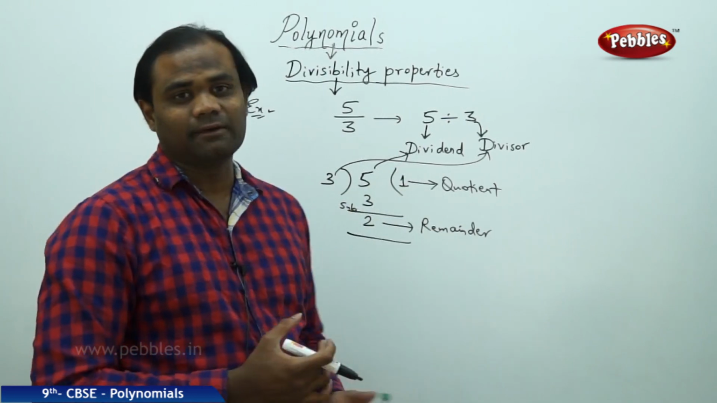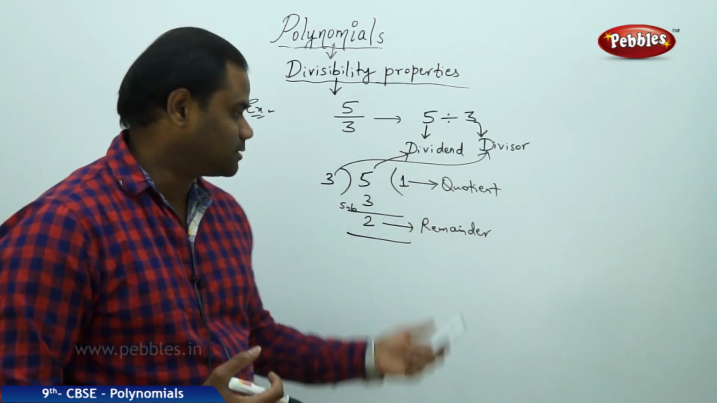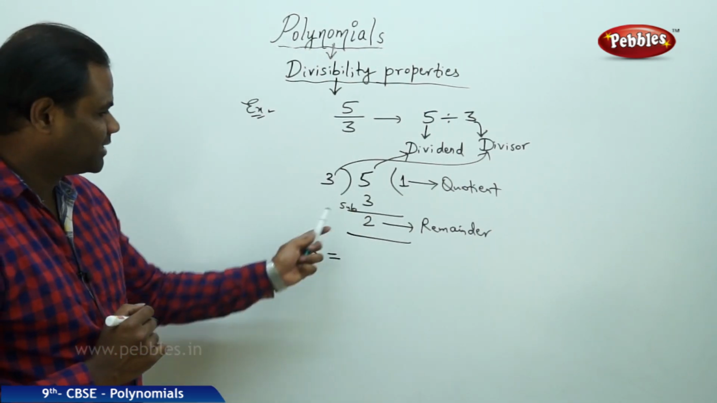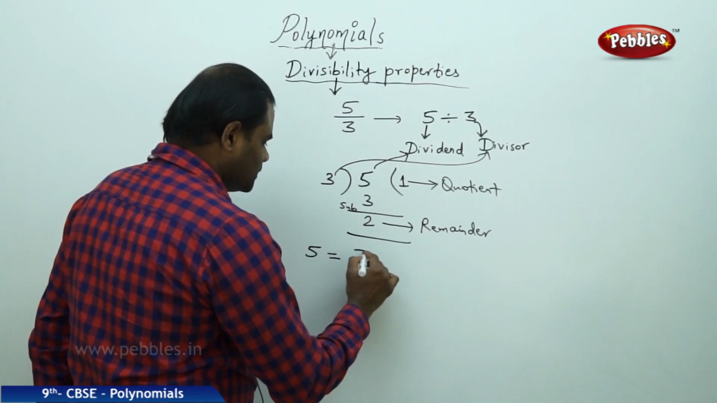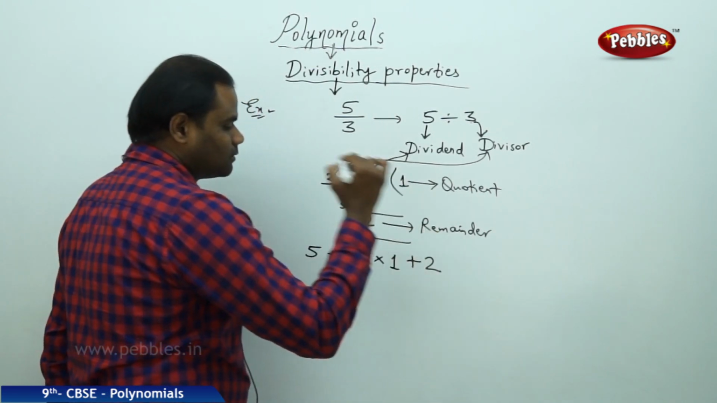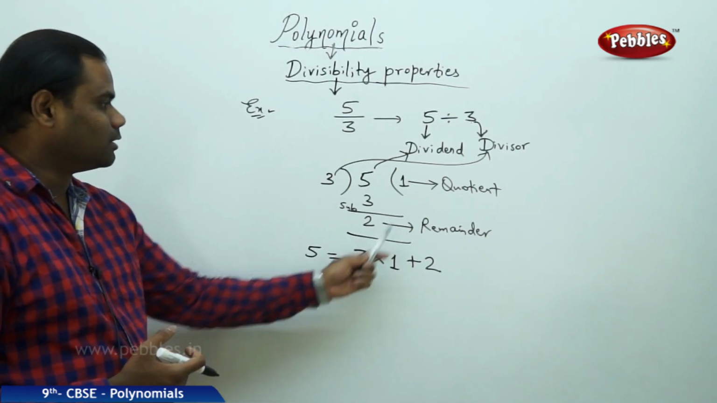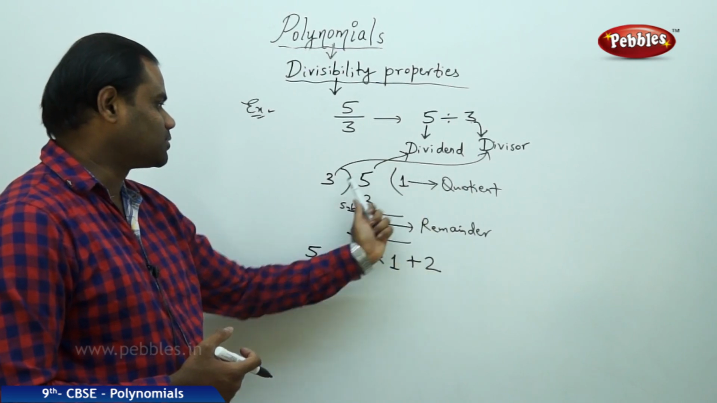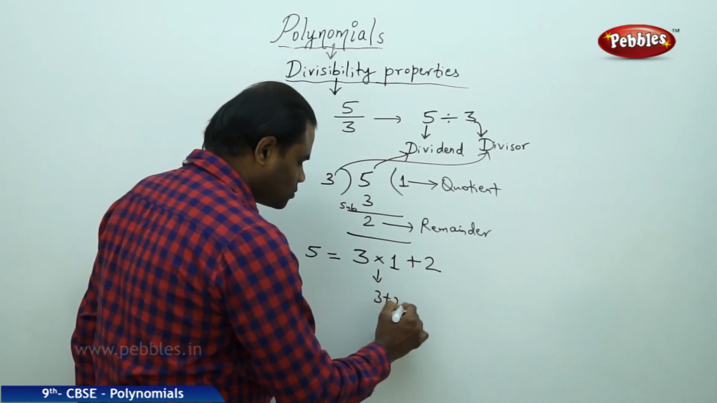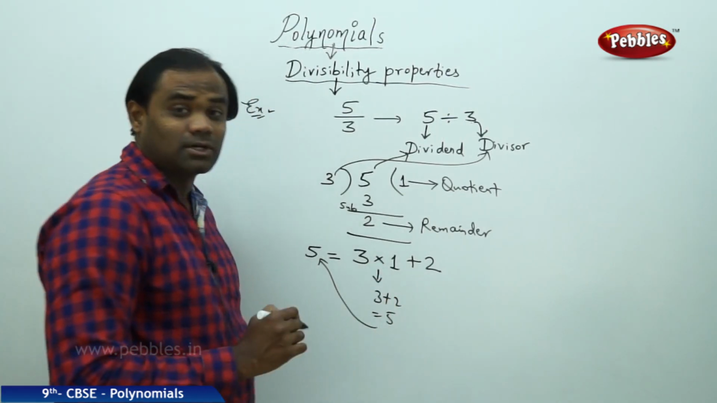Each of these has its own properties, but they have their own mathematical relation connected, which says that the dividend, which is 5, as seen in this example problem, is the divisor times the quotient, which is 1, plus the remainder, which is 2. In every division it holds true that the dividend is equal to the divisor times the quotient, that is 3 times 1, plus the remainder, which is 2, because this finally leads to 3 plus 2, which is equal to 5, which equals the dividend.